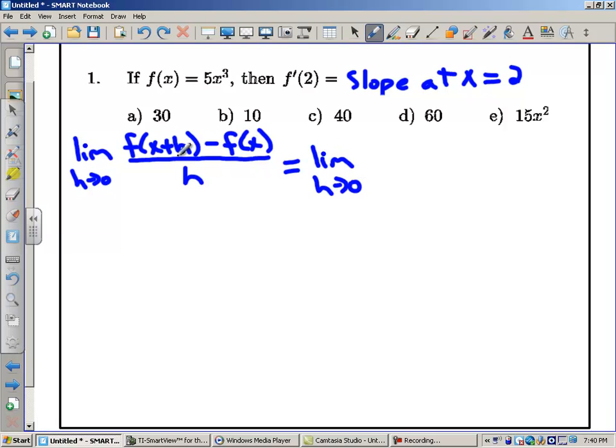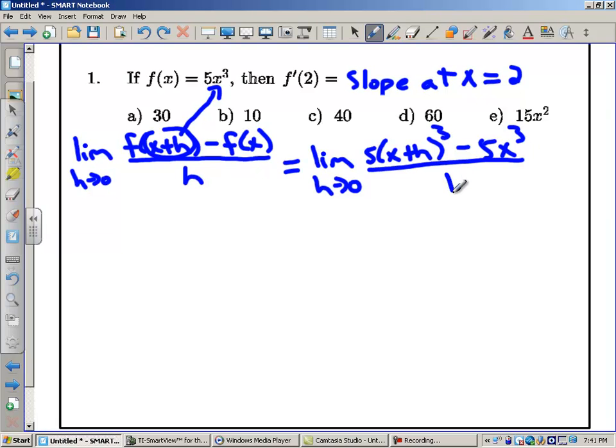So what is f of x plus h? Well, that means we're going to take x plus h and plug it in for x. So that's 5 times x plus h cubed, and then minus f of x, which is right there. f of x is 5x cubed. And this is all over h. See, we've done this before. This won't be too bad.